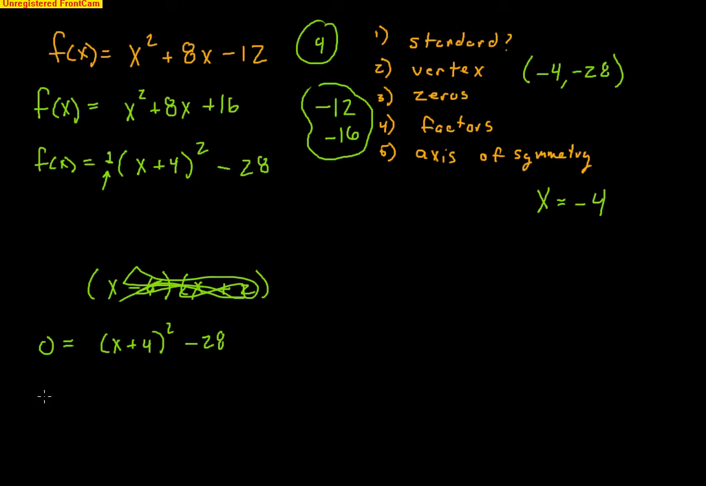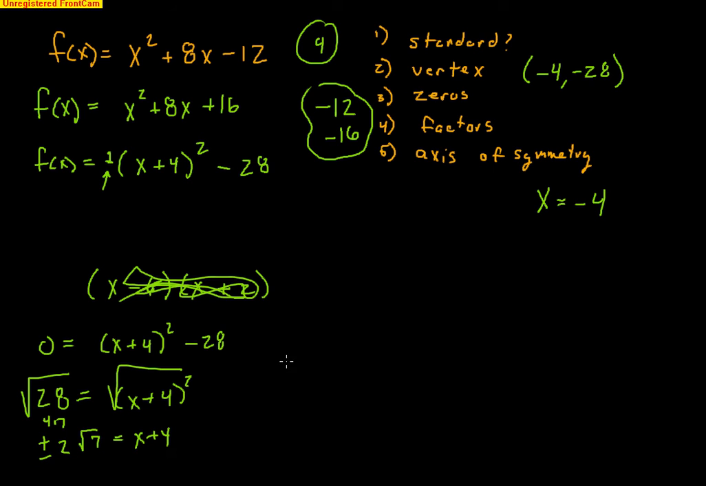And I'm going to go ahead and add the 28 to both sides. And now I'm going to go ahead and square root both sides. And when you create the square root, you got to put a plus or minus. Now, the square root of 28 is 4 times 7. And I need to be able to reduce this. And since 4 is a perfect square, the square root of 4 is 2. So I get plus or minus 2 root 7 equals x plus 4.